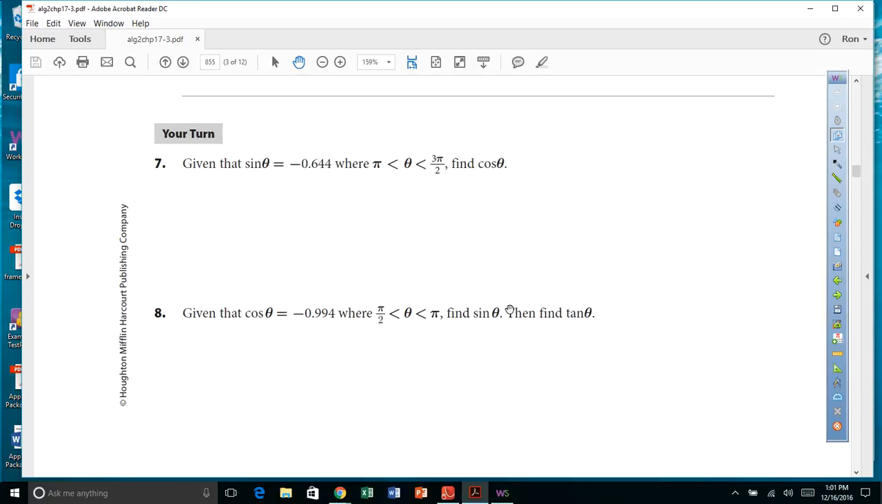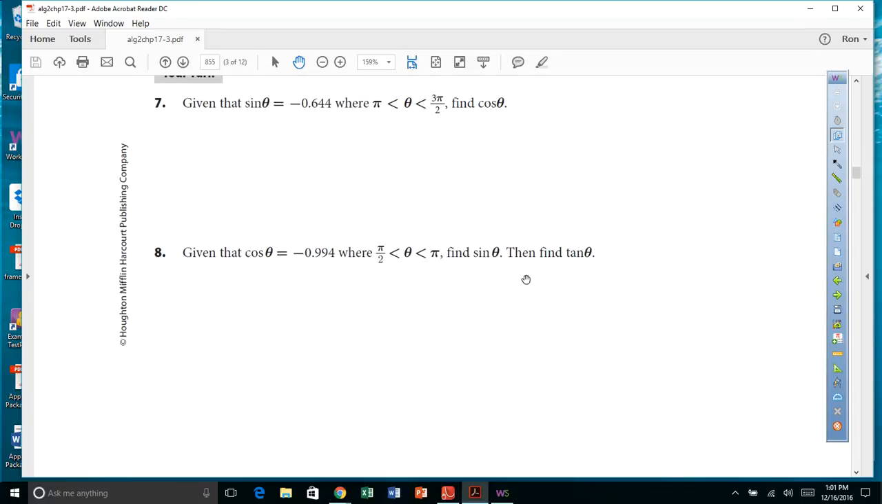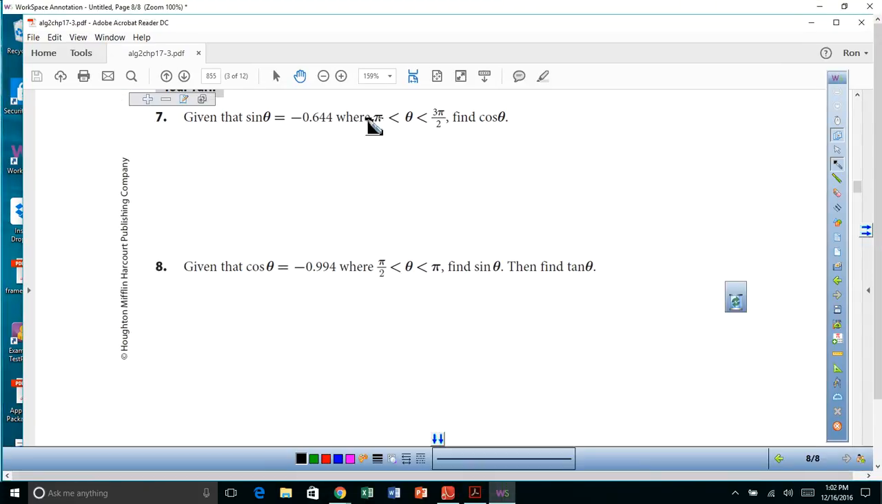Number 7, given that sine theta equals negative 0.644, where, okay, that's quadrant 3, right? Quadrant 3, so let's draw this little thing. 1, 2, 3, 4, and we're talking about cosine, so cosine is the x, so that's going to be negative, right? So we know it's going to be negative. So sine theta is negative 0.644.